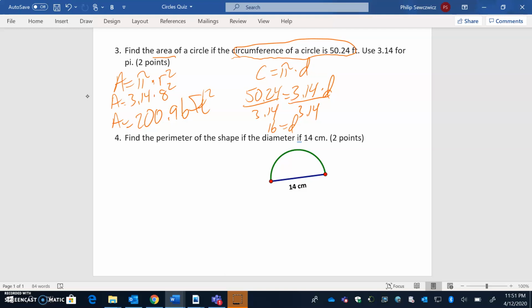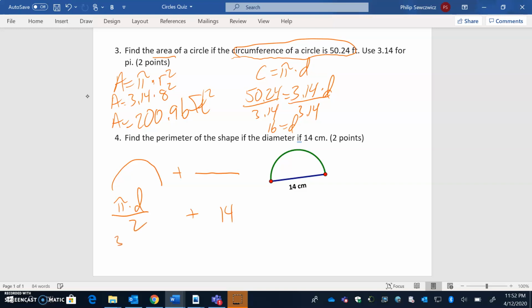The last one we want to realize is broken up into two parts. We've got our half circle, and then we've got our diameter that we need to add on. They did tell you the diameter is 14, so I do know that that line is 14. But this is not a full circle, it's a half circle. So I'm not going to want the full circumference, I'm going to want half the circumference. My formula is pi times diameter, but I'm going to have to cut it in half.